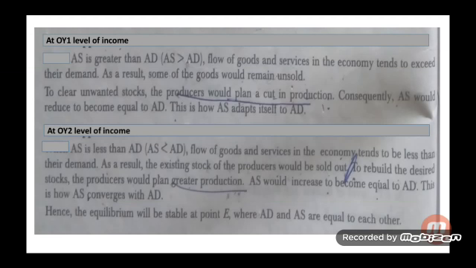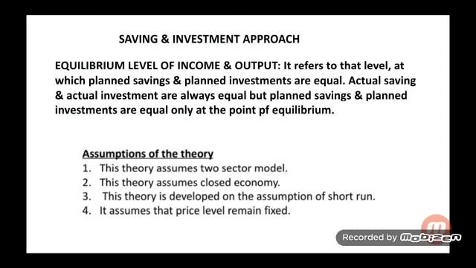I hope all these things are clear about the equilibrium level of income and employment with aggregate demand and aggregate supply approach. Now we will learn the second approach, that is saving and investment approach. Equilibrium level of income and output according to saving and investment approach, beta, it refers to that level at which planned saving and planned investments are equal. Where planned savings is equal to planned investment, that is an equilibrium point.